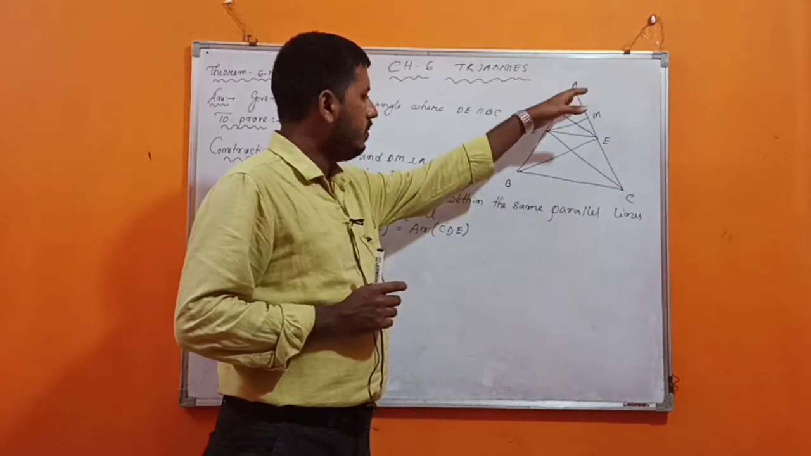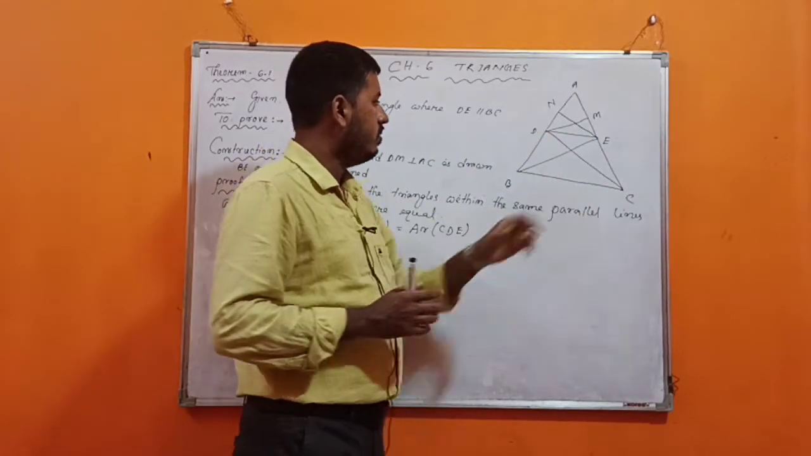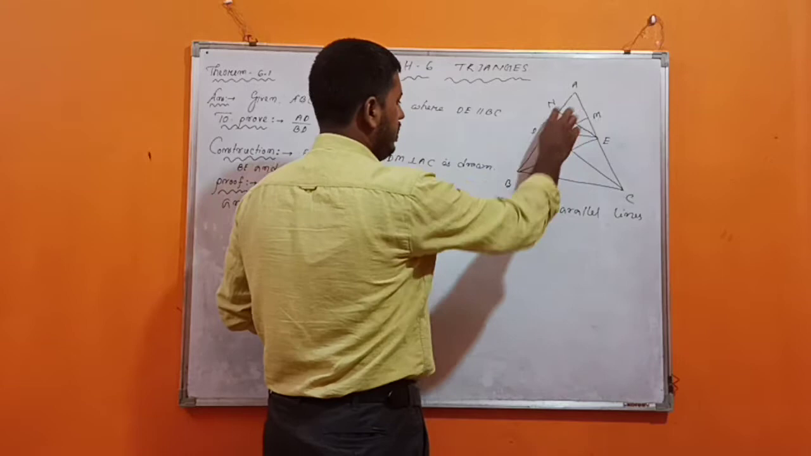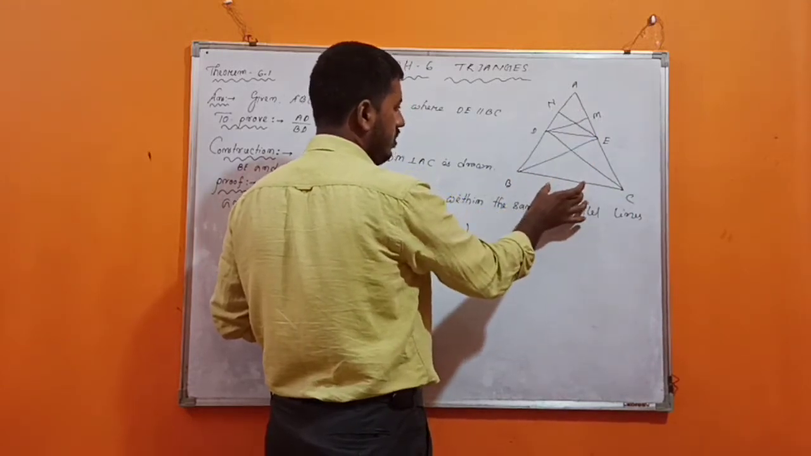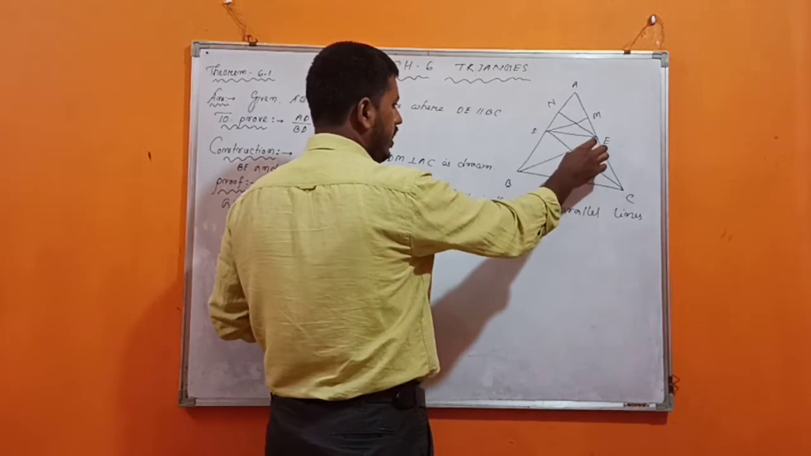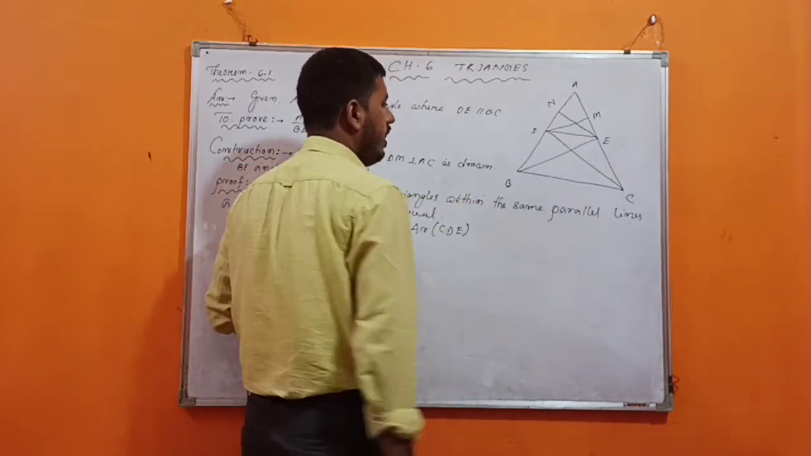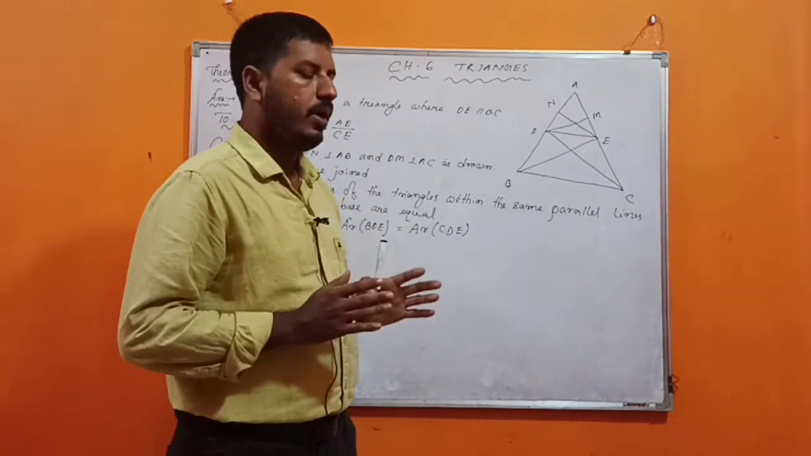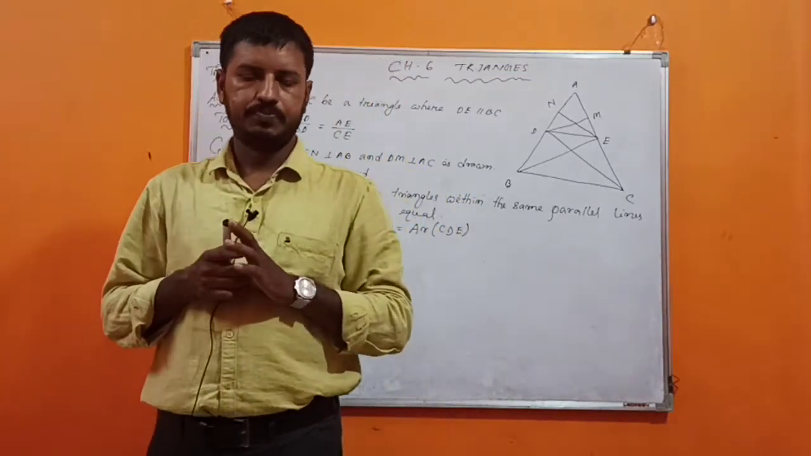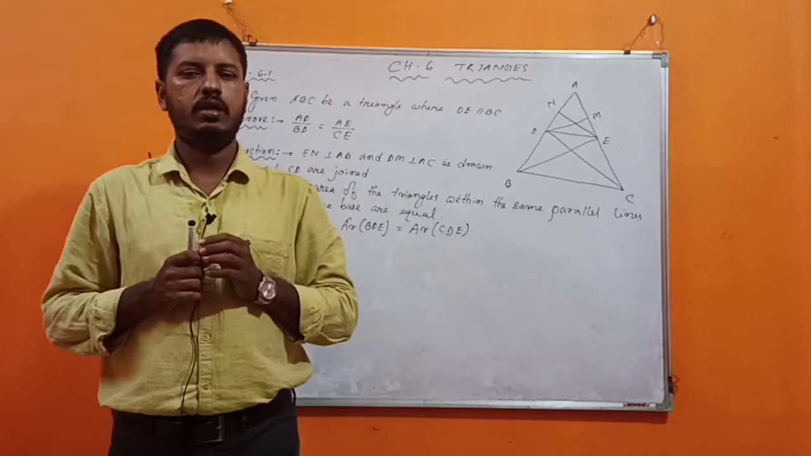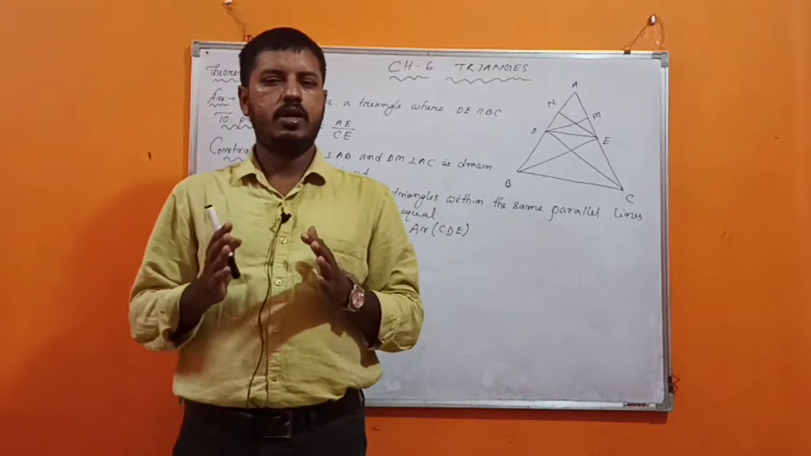Please go through the diagram. The diagram is that ABC is a triangle where DE is drawn parallel to BC intersecting AB and AC at D and E, and we are to prove AD by BD equal to what? AE by CE. So in a theorem specially we have to consider three parts.